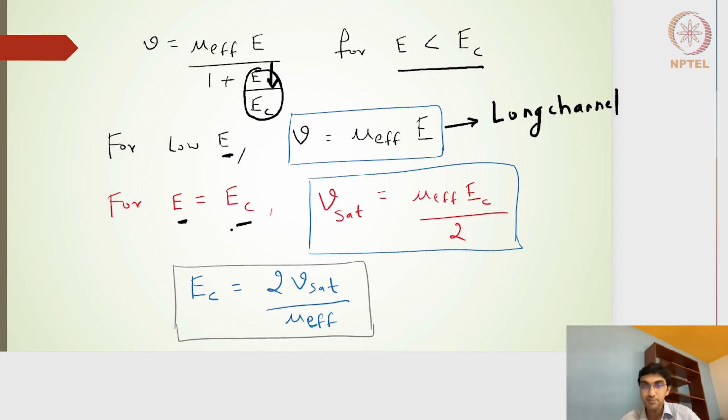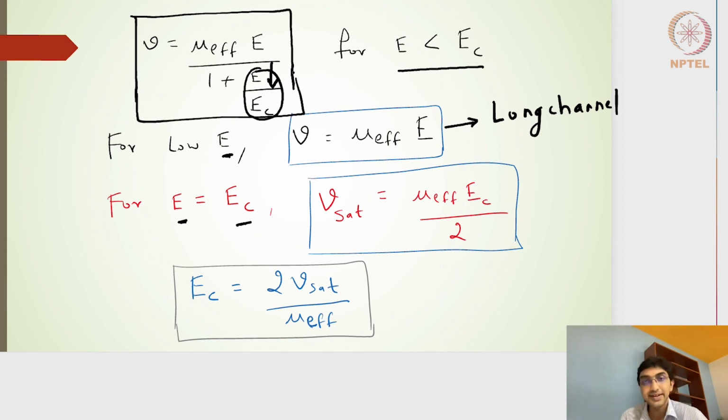we have two equations, and the overall profile is continuous. At E equal to EC, both equations must be satisfied because of the continuity. One is the velocity saturation, which should equal the velocity given by the linear expression, effective mobility multiplied by E, divided by 1 plus E by EC. If I put E equal to EC in both expressions, we get velocity saturation equal to mu effective times EC divided by 2.